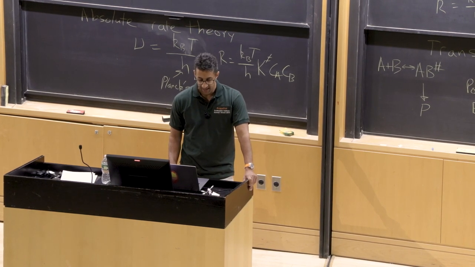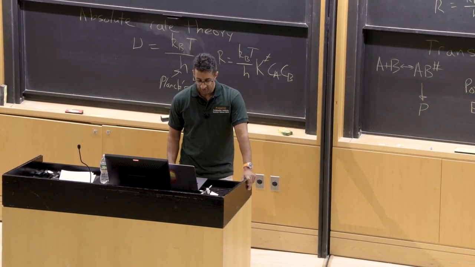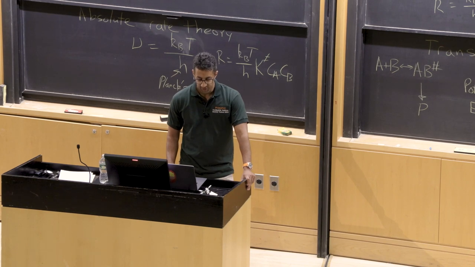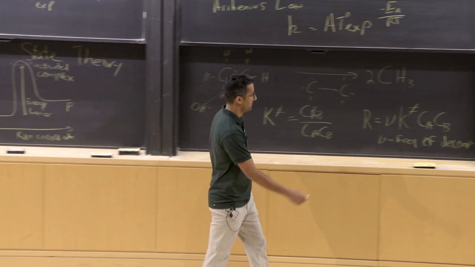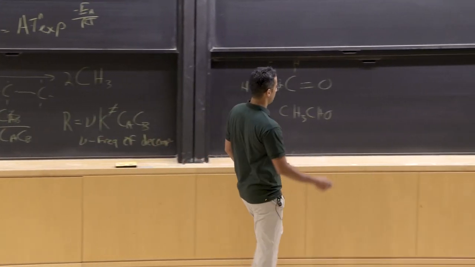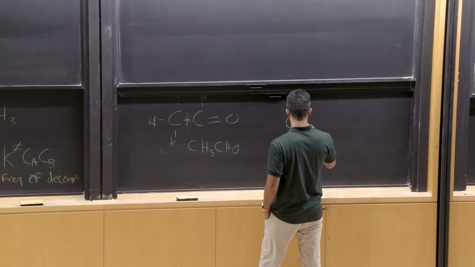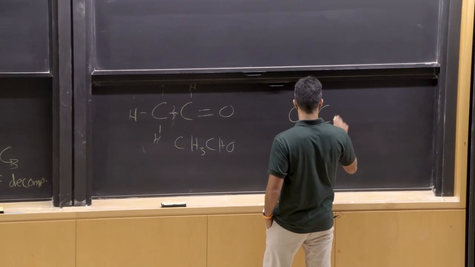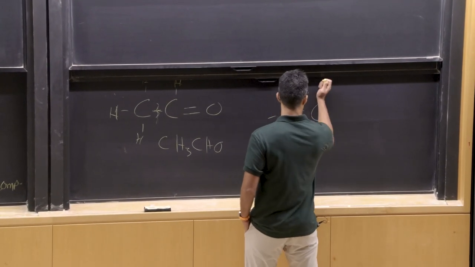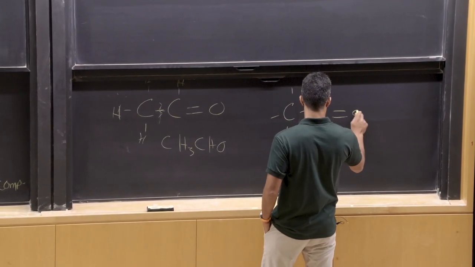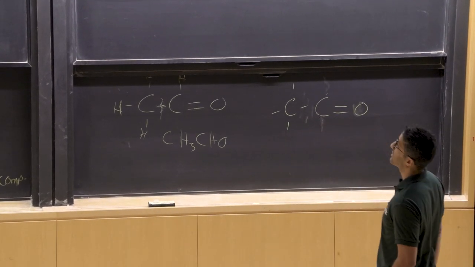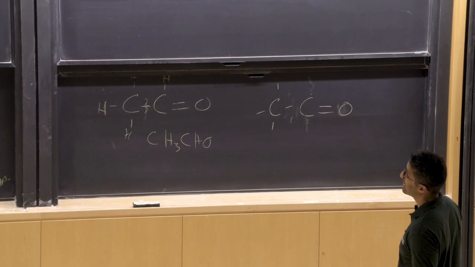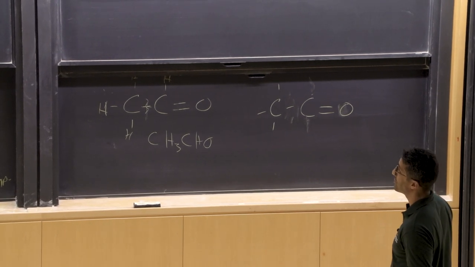Methyl becomes methane, and acetaldehyde becomes this CH3CO radical. Then this radical, CH3CO, will decompose. You've lost this one, so it has to decompose. They're saying it's called an alpha scission reaction.